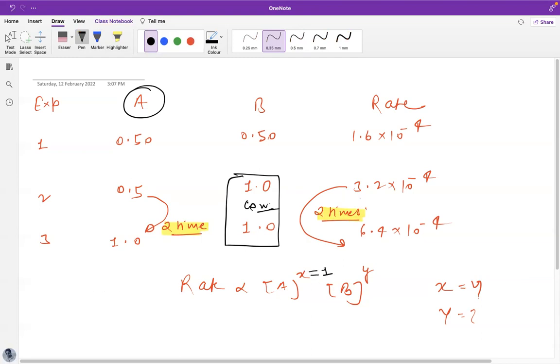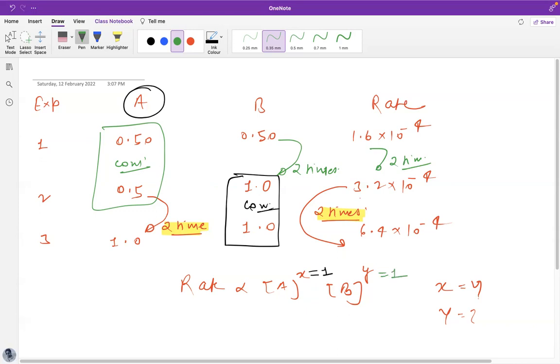Now move to B. Keep A constant. This is constant. Compare the B with rate. B 2 times, rate becomes 2 times, then 1 again. So A to the power 1, B to the power 1, that means first order with respect to both, and overall second order kinetic. Any doubt, please tell me any doubt about this question.